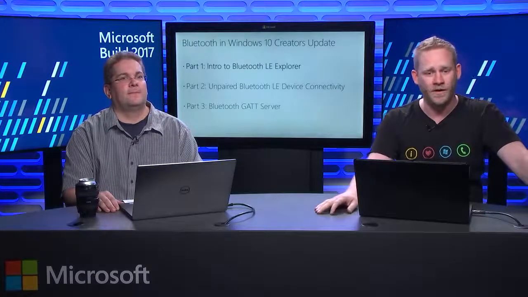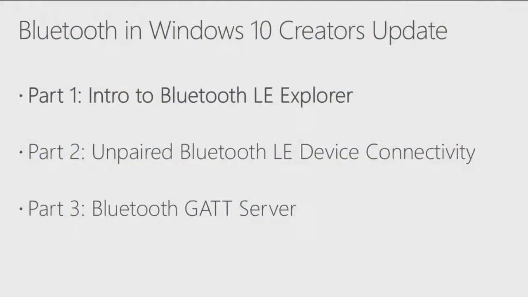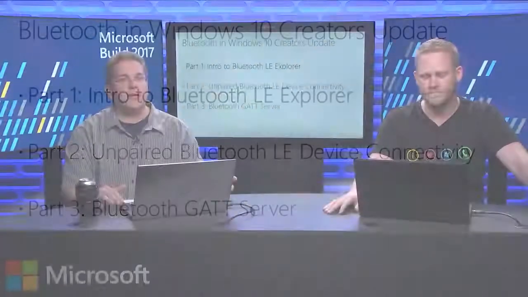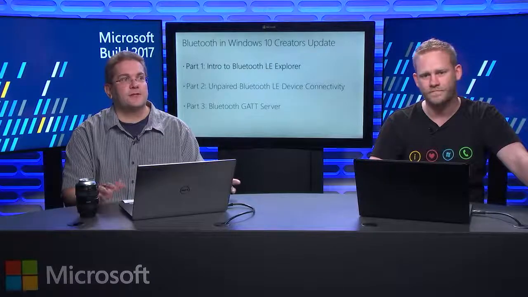This is part one of a three-part video series we're doing. In this part, we're going to introduce the Bluetooth LE Explorer app. In part two, I'm going to show you some of the code used to connect to an unpaired Bluetooth peripheral. And in part three, I'm going to show you how to write your own GATT server or a virtual peripheral.